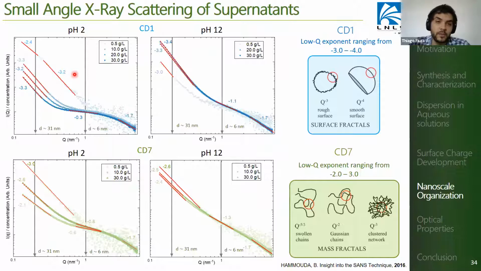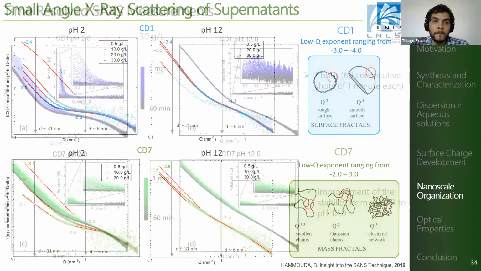For CD1, we have an exponent between -3 and -4, which means that we have surface fractals. However, in CD7, we have an exponent between -2 and -3, which indicates mass fractals. So the structure of the fractals is also altered by the type of nanoparticles.